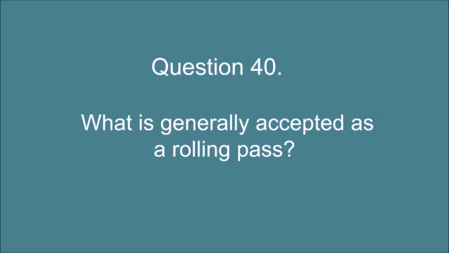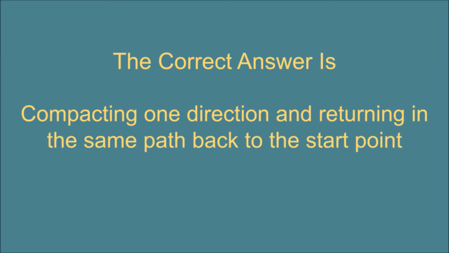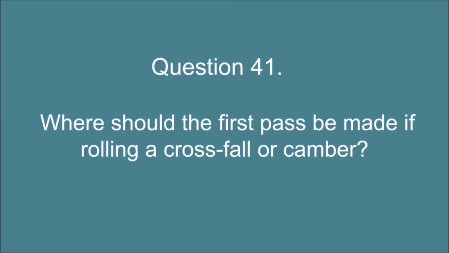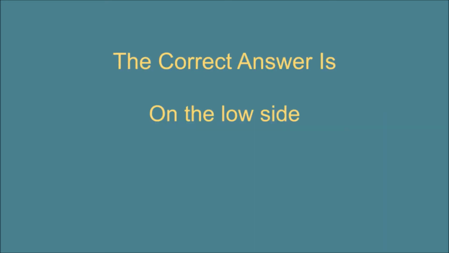Question 40. What is generally accepted as a rolling pass? The correct answer is compacting one direction and returning in the same path back to the start point. Question 41. Where should the first pass be made if rolling across fall or camber? The correct answer is on the low side.